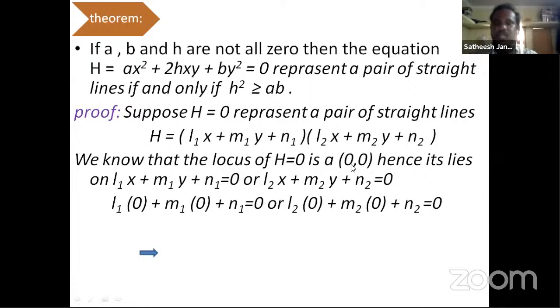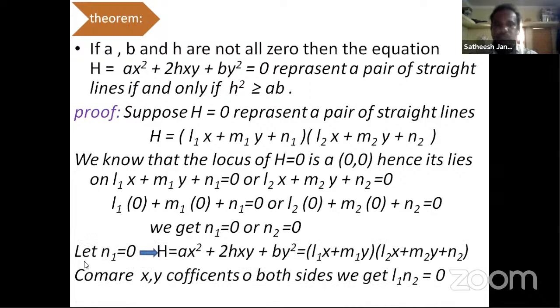Or if it lies on the second line, substitute in the second line L2 into x, which gives 0, and M2 into y, which also gives 0. What is remaining? N2 is equal to 0. That means we get N1 is equal to 0 or N2 is equal to 0.